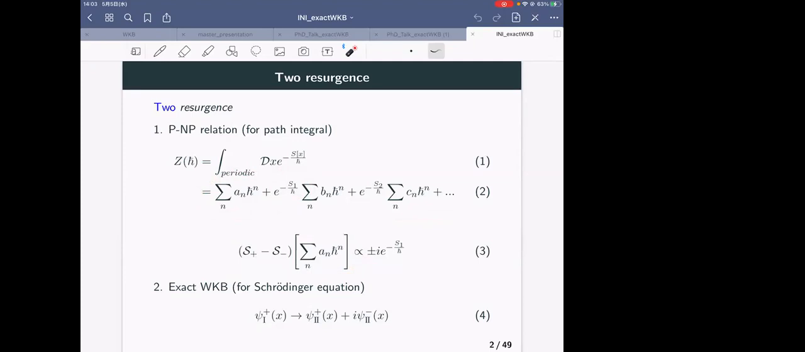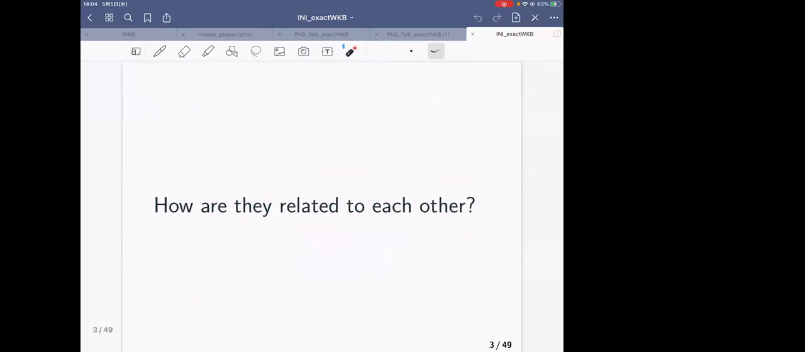And the other resurgence is the Exact-WKB method. This is focusing on the Schrödinger equation and considers its monodromy by using Borel summation of the wave function. So both use Stokes phenomena and Borel summation, but this one is a bit different story. So there is a naive question: how are they related to each other?